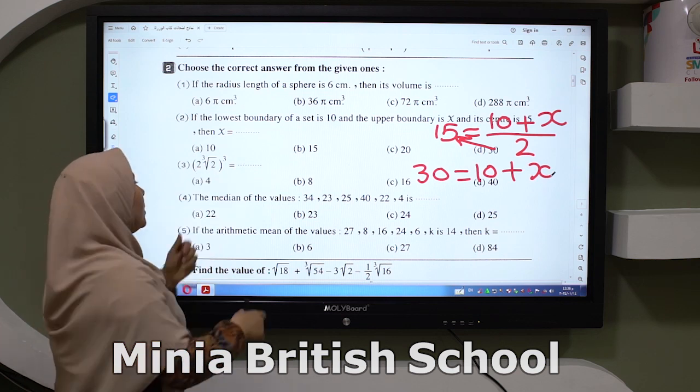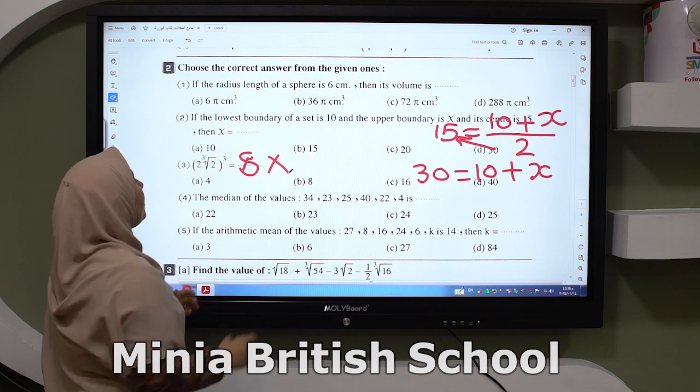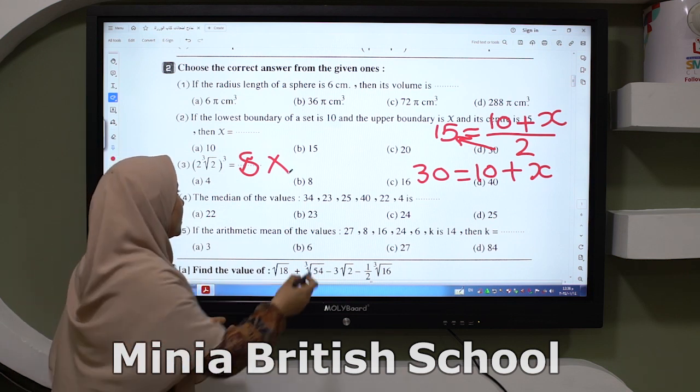And number 3, I need to find 2 cube root 2, all of them power 3. 2^3 equals, yes, 8. Multiply by cube root 2 to the power 3 equals 2.